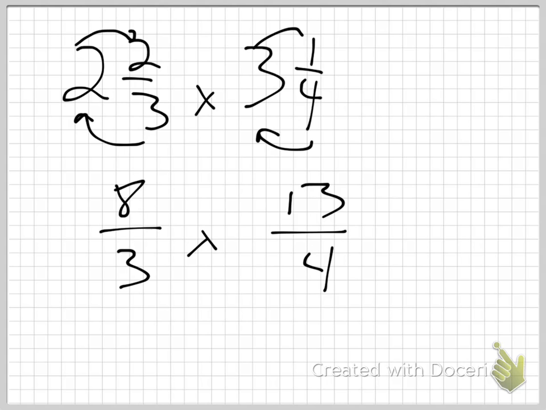At this point, if you wanted to, you can multiply 8 times 13, get the answer, and then multiply 3 times 4, get the answer, and then reduce that fraction. Or, but I don't want to do that because I know the shortcut. What is the shortcut? Yeah, Emily?